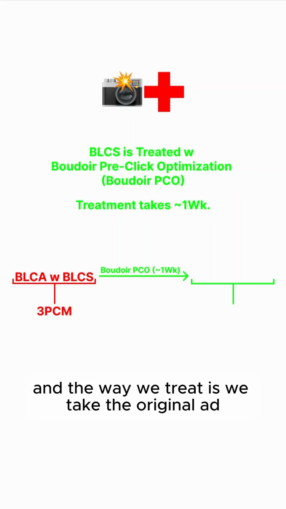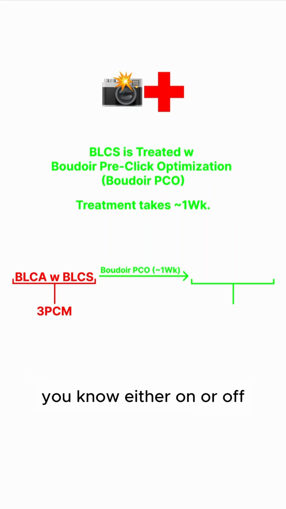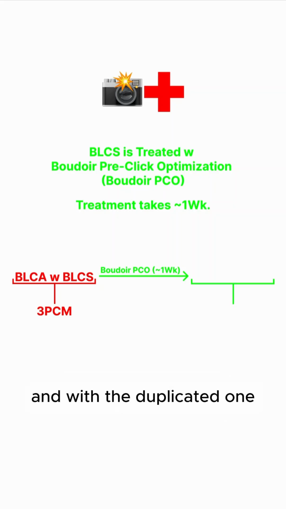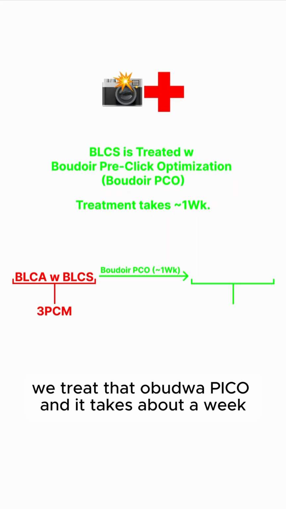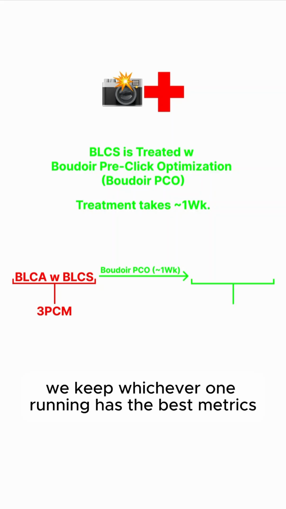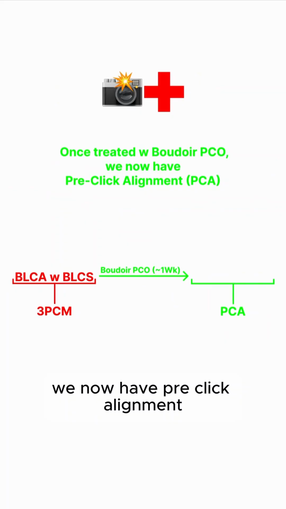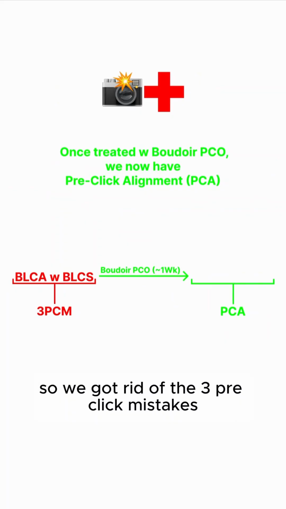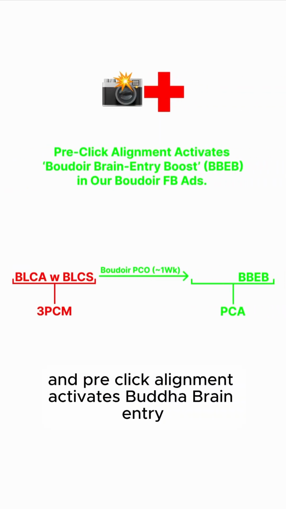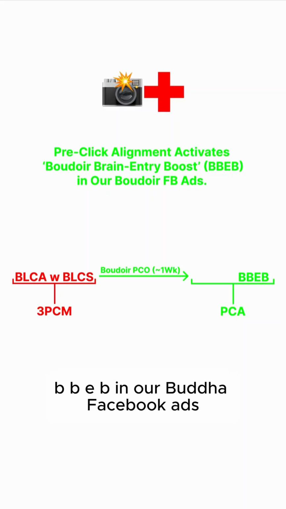And the way we treat is we take the original ad, we duplicate it, we leave the original ad either on or off, whatever it was. And with the duplicated one, we treat that with Boudoir Pico, and it takes about a week. And then at the end, we keep whichever one running has the best metrics. Now, once treated with Boudoir Pico, we now have pre-click alignment. So we got rid of the 3 pre-click mistakes. We achieve pre-click alignment.